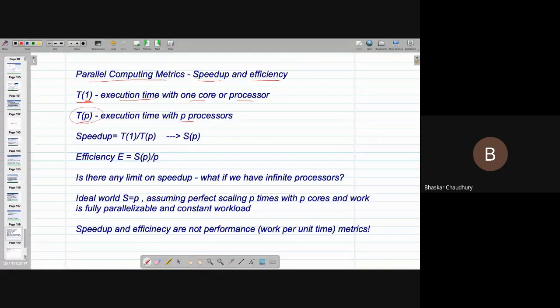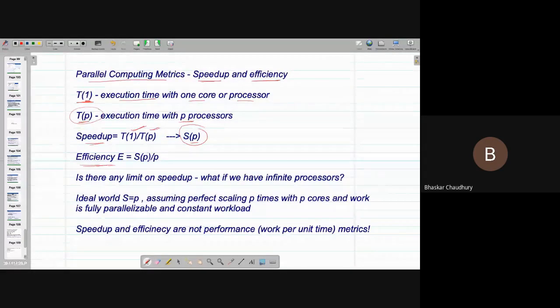Typically, speedup is execution time on the serial divided by execution time on the parallel. Remember, it is serial divided by parallel and not parallel divided by serial, so there should not be any confusion. Serial is in the numerator, and then you will get some number. Currently I'm just representing this speedup as a function of the number of processors. Now, when you define efficiency E, that is like how much speedup.